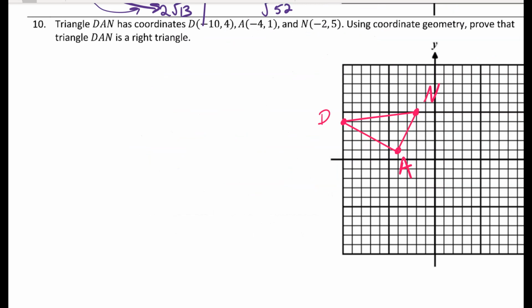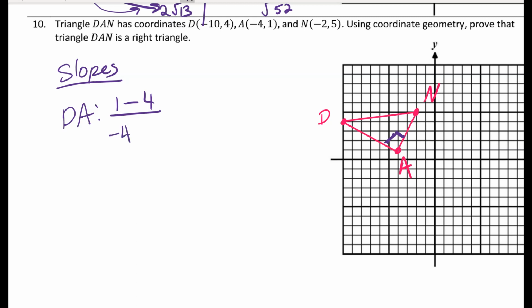Triangle DAN has those coordinates. Using coordinate geometry, prove that DAN is a right triangle. Well, in order to prove that something's a right triangle, I'm going to need to, at some point, assert that it has one right angle. So the way I'm going to do this is by using the slopes and looking for perpendicular lines. So I sketched the picture to see that DA looks like it could be perpendicular to NA, so I'm going to try to show that here using my slope formula.